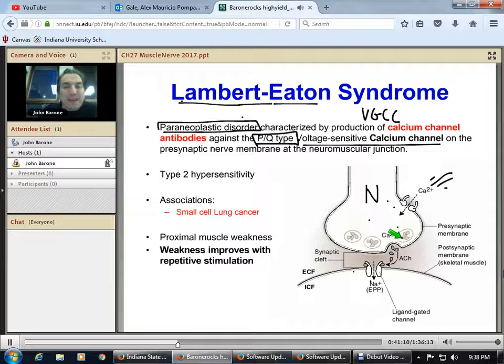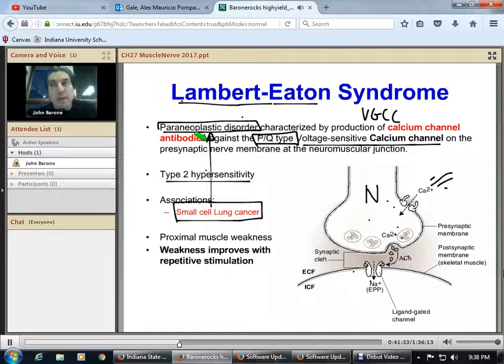All right, and again, this is gonna affect the ability. If the calcium doesn't come in, you don't release ACh. If you don't release ACh, you don't get contraction of the muscle. So again, it's gonna lead to weakness. What type hypersensitivity? Type 2. Type 2. And the association is small cell. Small cell lung cancer causes most of the paraneoplastic syndromes.